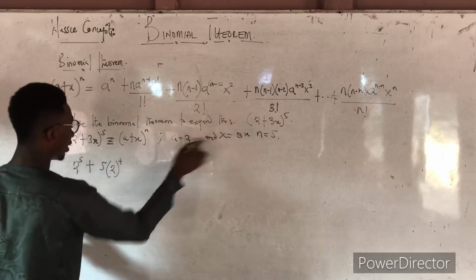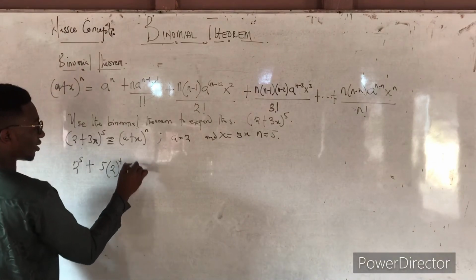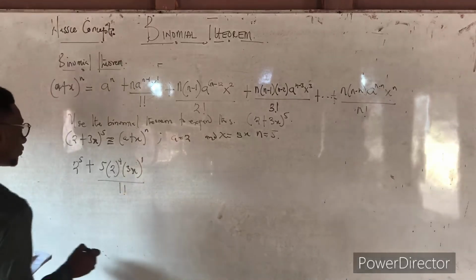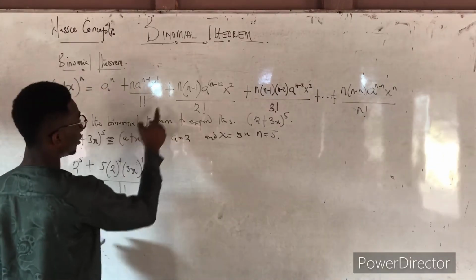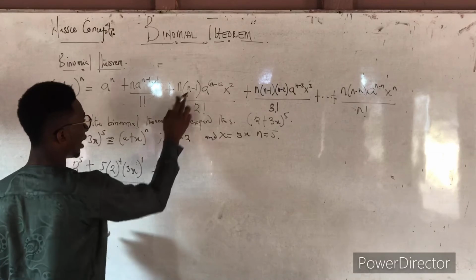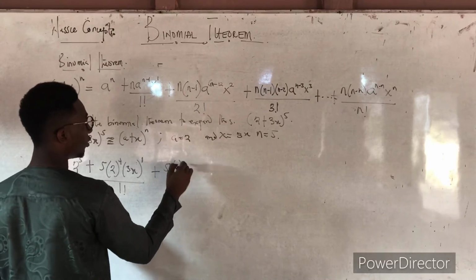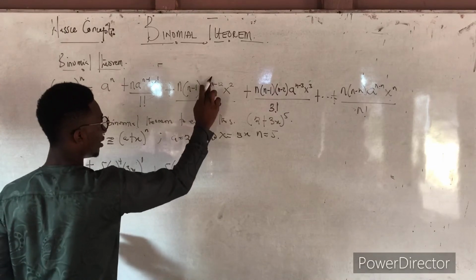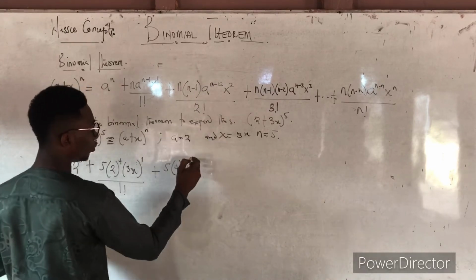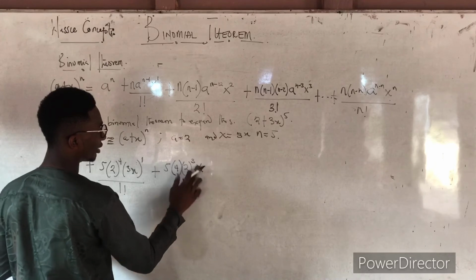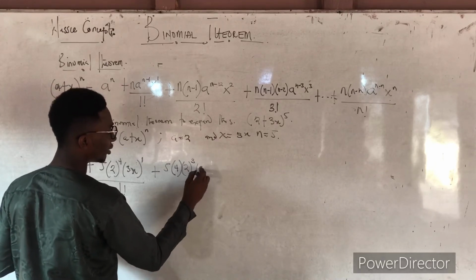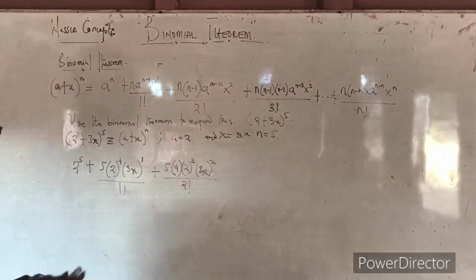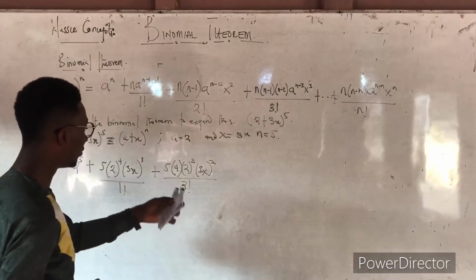And x was given as 3x exponent 1 divided by 1 factorial. Now plus n, which is 5, n minus 1, which is 4, times a, which is 2, and the a is raised to the power n minus 2. That is 5 minus 2, which will give me 3. And the x is given here as well, 3x squared, divided by 2 factorial. So now you have the third term, and it's left with 2 more things.